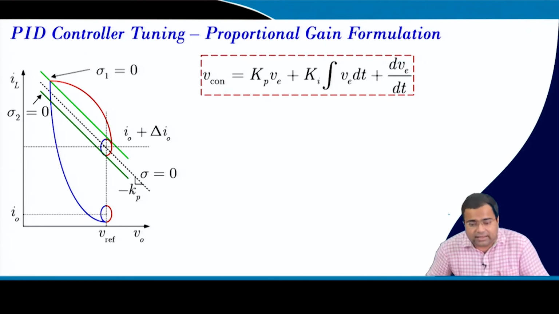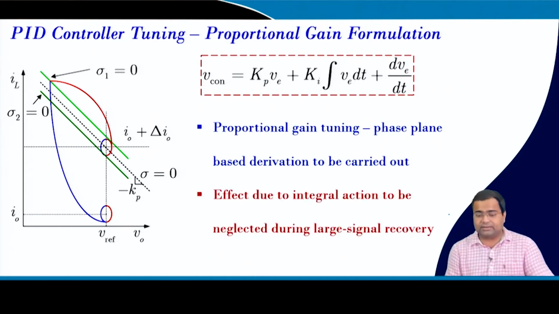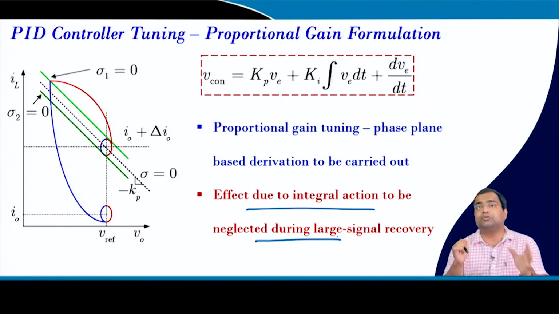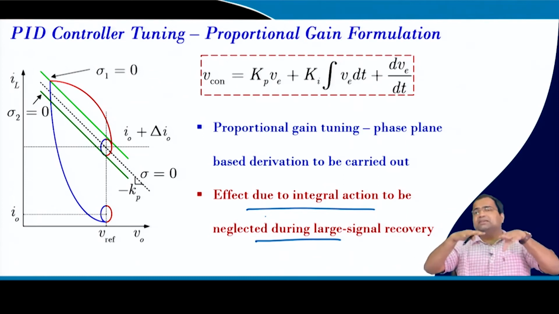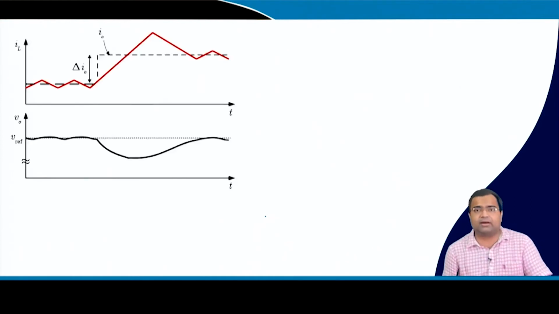Now, we have to find the proportional gain, and I told you the proportional gain needs to be found using a large signal model, where you need to incorporate the ripple information, and for that we are using phase plane geometry. During the phase plane analysis, we will not take the effect due to the integral, because this effect primarily comes near steady state. So, in large signal recovery, it is the proportional gain which shapes the trajectory. We will ignore the integral effect, but it will create an offset, because it will ensure that the steady state output voltage is regulated.